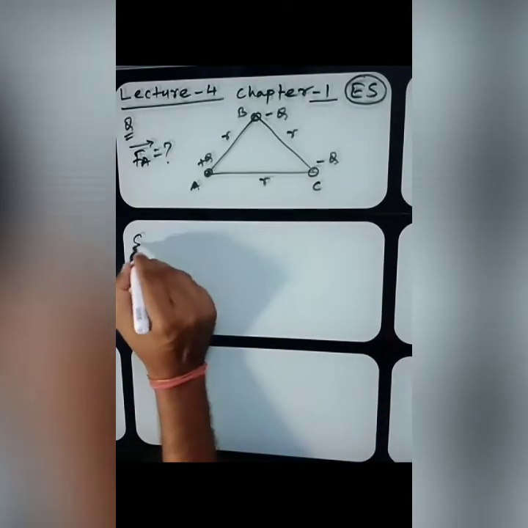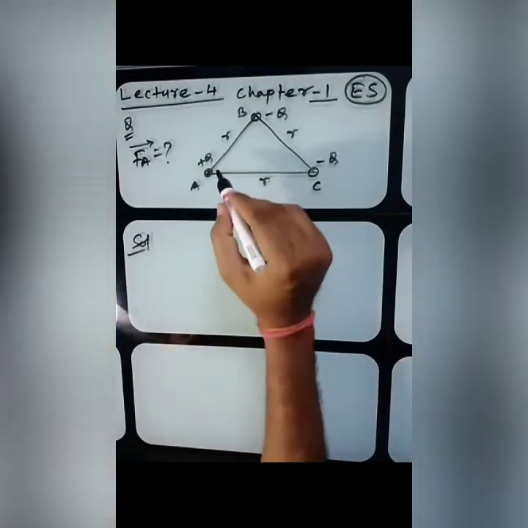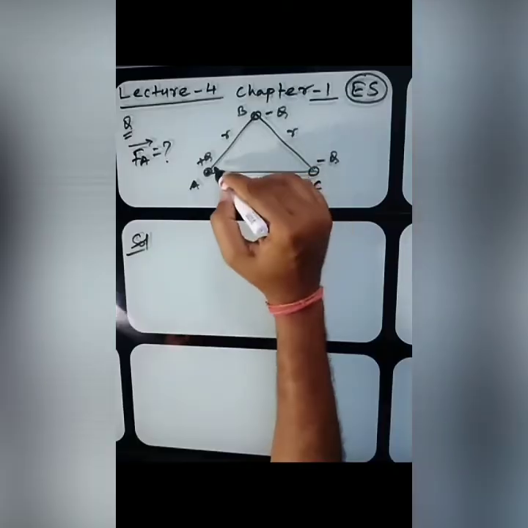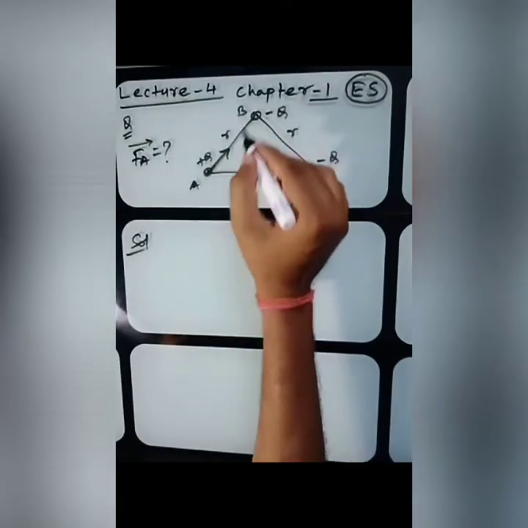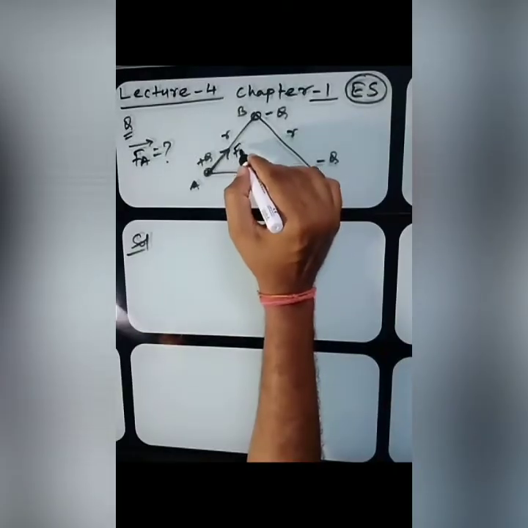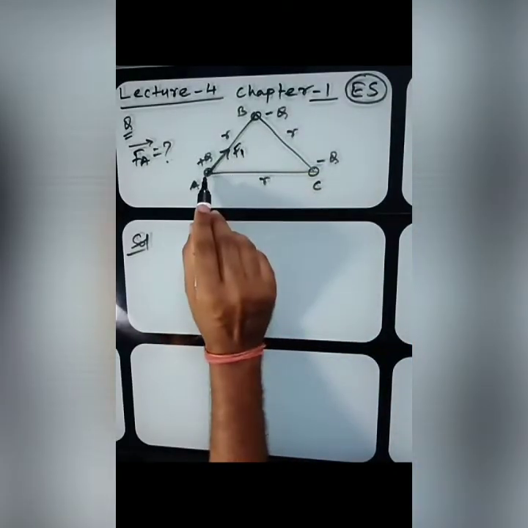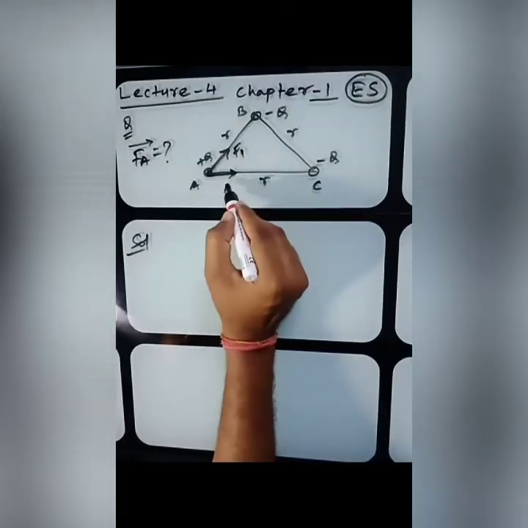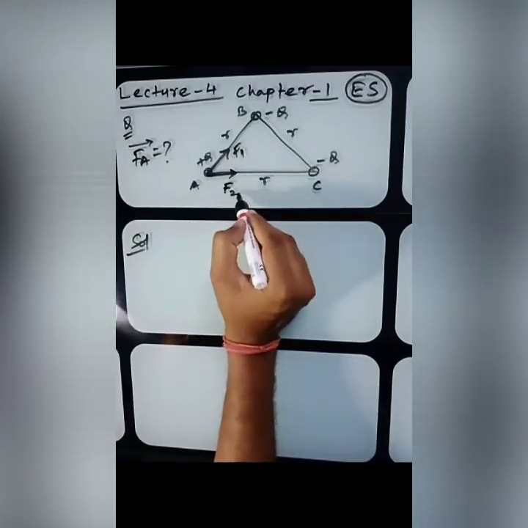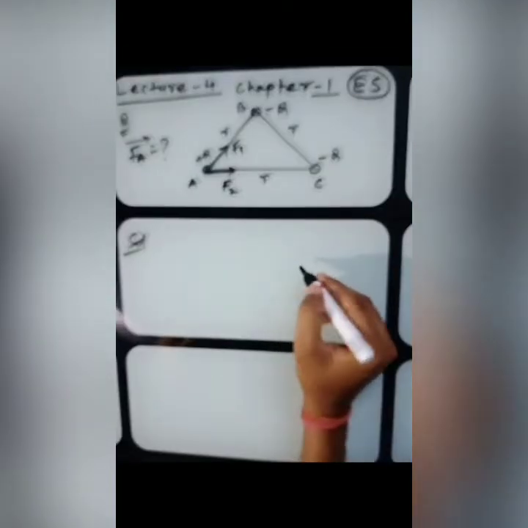Now let me solve. Here this is positive and this is negative. What will happen? It will be attracted towards B. Suppose it is F1. It is positive and this is negative. What will happen? It will be attracted towards C. Suppose it is F2. Now we are having force.